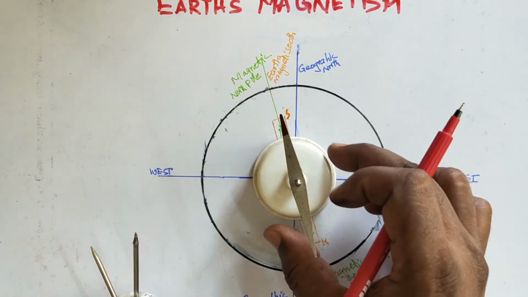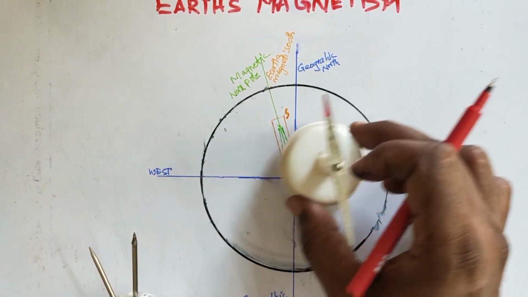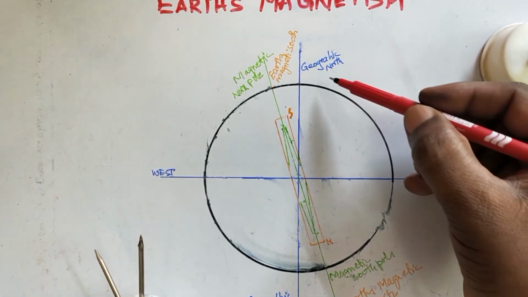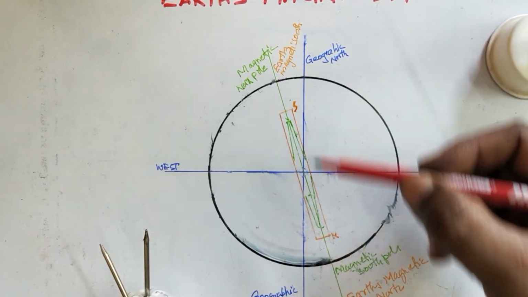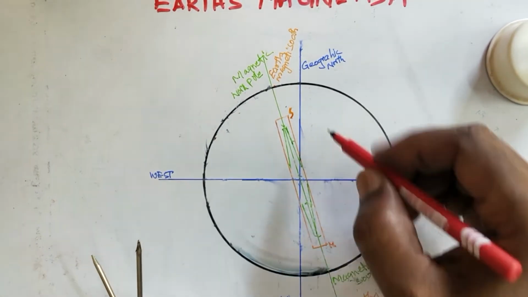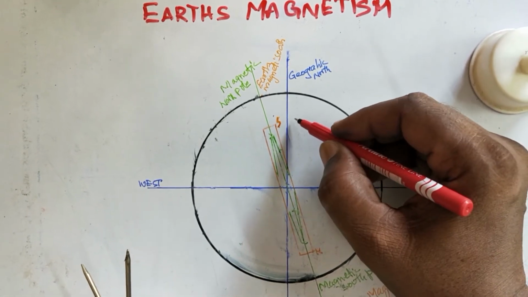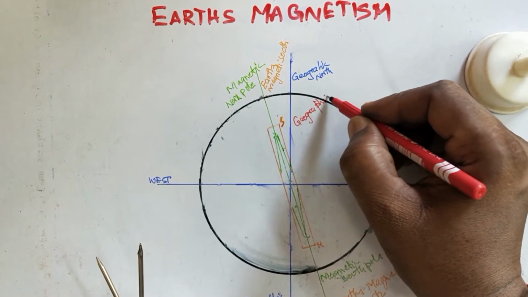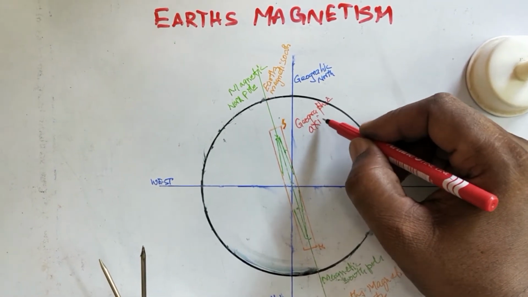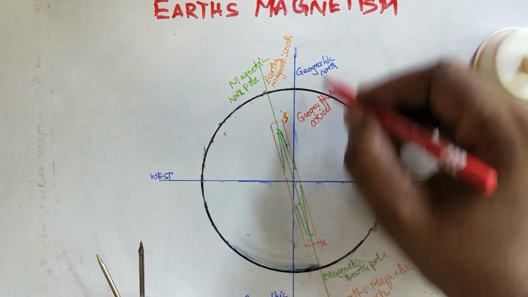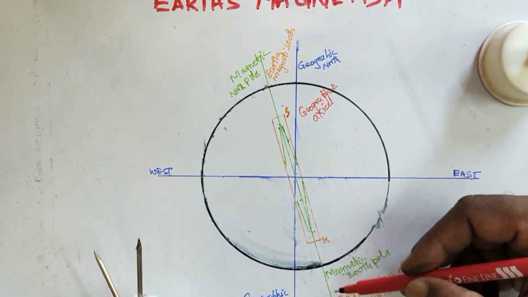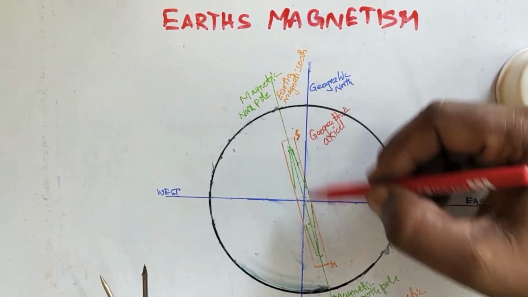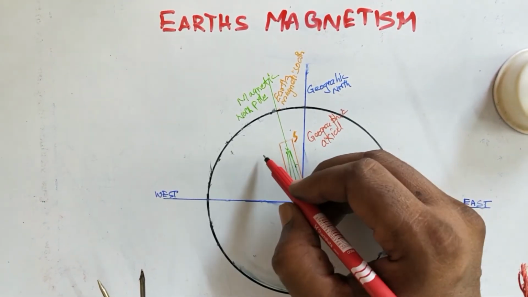Now let us learn some more terms in Earth's magnetism. The line that is joining the geographic north and geographical south pole passing through the center is called the geographical axial line, or geographical axis. Now the line that is passing through the center of the earth through these magnetic poles is called what? Magnetic axis.